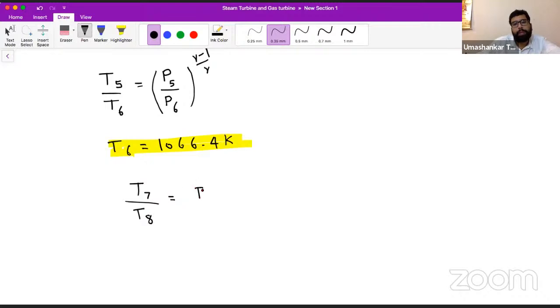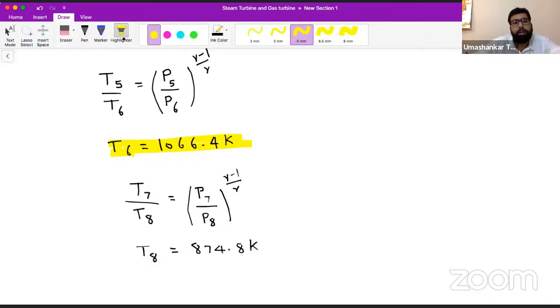We can write P7 by P8 to the power gamma minus 1 by gamma. Now, since we have the value of T7 and all the pressures, we can certainly find the value of T8 from here. So T8, if you find, will come out to be 874.8 Kelvin. You can calculate with me. If there is any mistake, you can let me know. The live student can tell me. Yes, your answer is right.